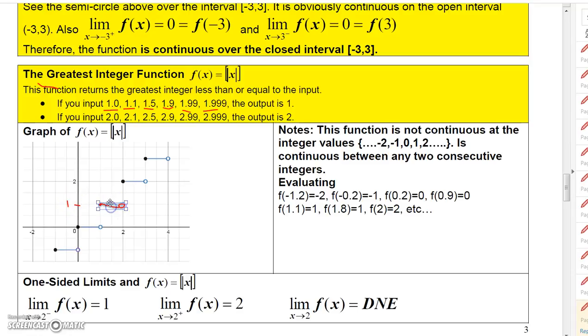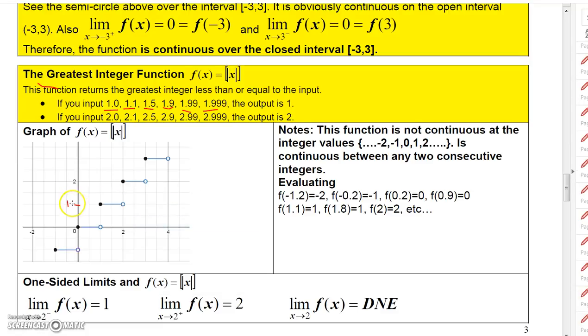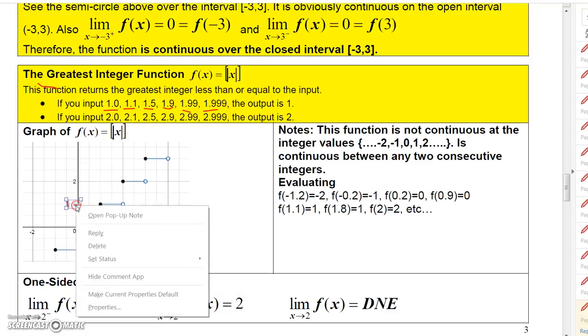But once you hit 2, any number from 2 up to but not including 3 is going to equal 2. And then at 3, any number from 3 up to but not including 4 is going to equal 3, and so forth. So it's also called the step function. Now really the main reason we talk about this function is to talk about continuity.